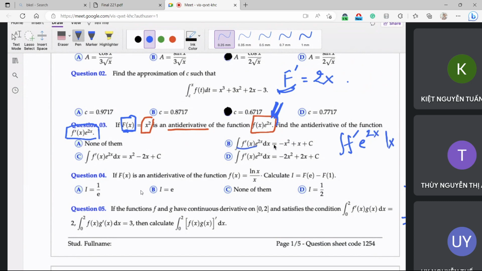So this is the indefinite integral. How can you find it? Which method do you use here? How can we evaluate this integral? Which method? Integration by parts, right? So please work it out and tell me what your answer is, A, B, C, D.